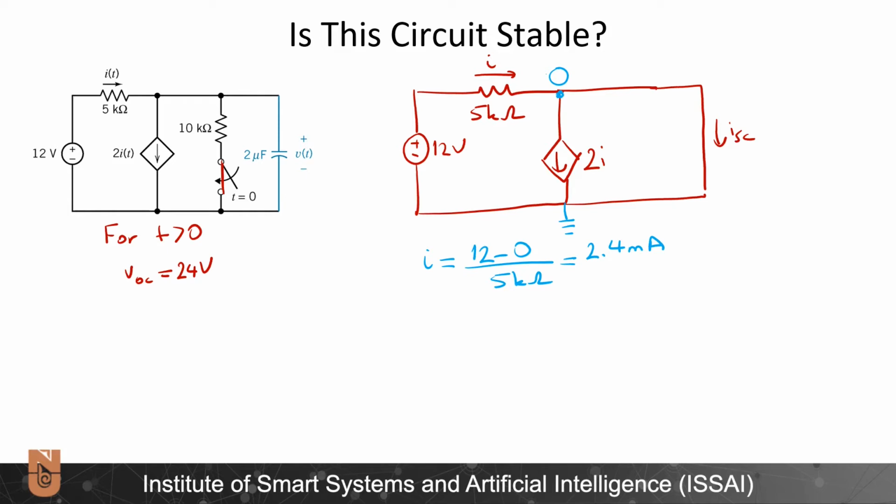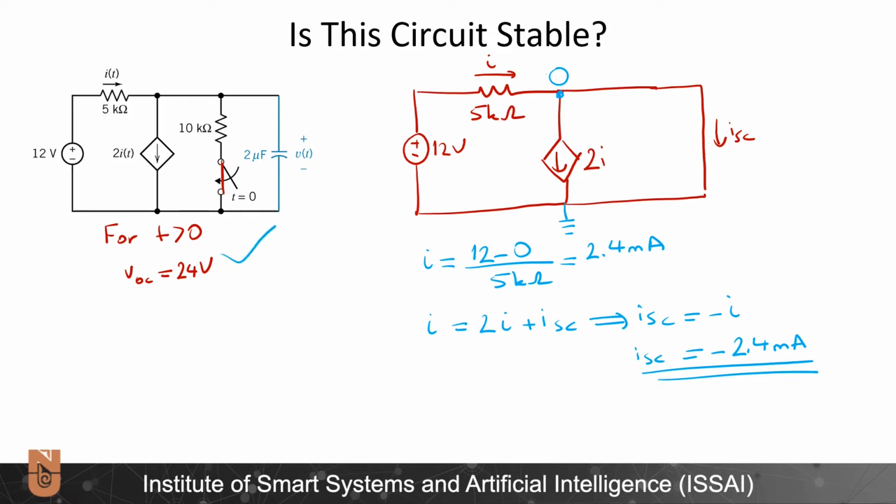Afterwards, let us write Kirchhoff's current law for the top node. I is equal to 2I plus I short circuit. From here, I short circuit is equal to minus I, and accordingly, I short circuit is equal to minus 2.4 milliamperes. Now I have I short circuit, I have V open circuit.